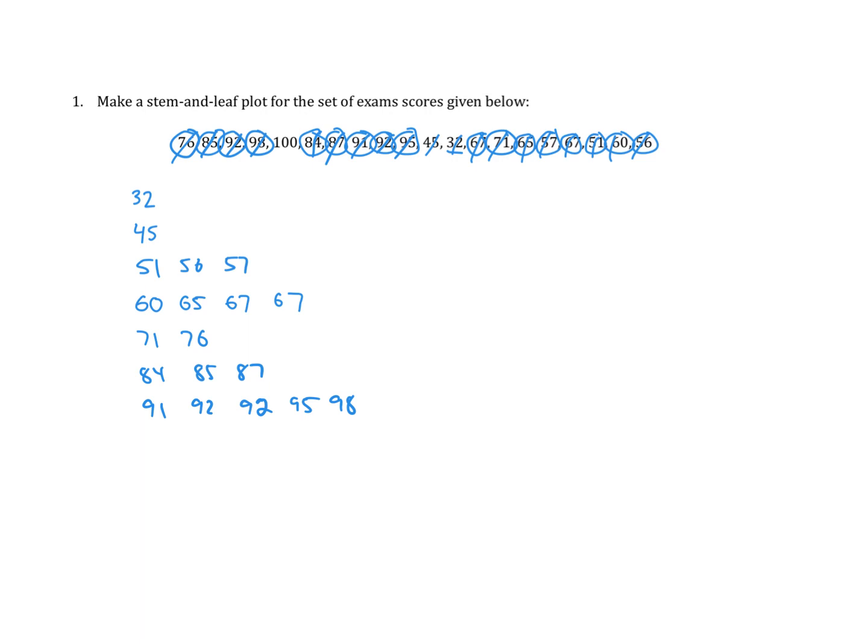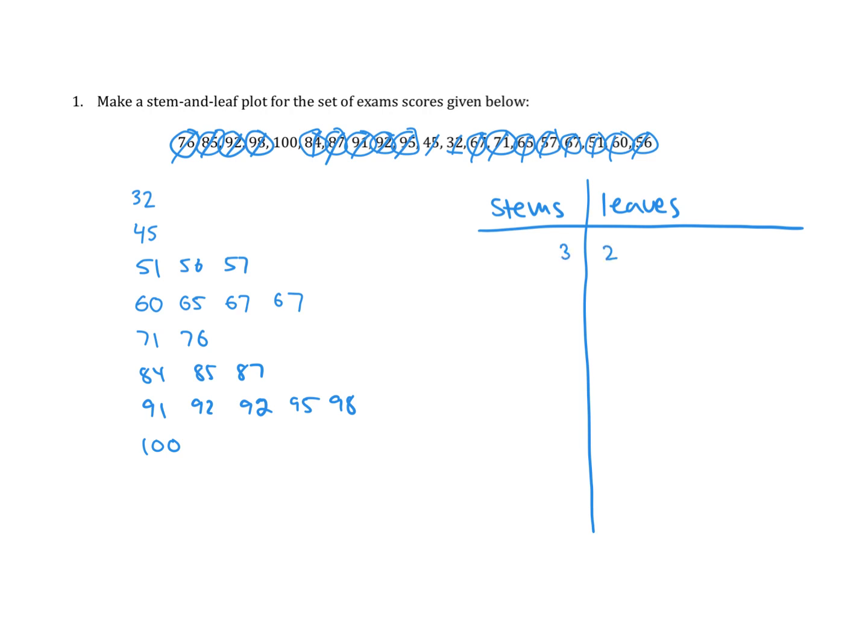And then we have 100. Okay, so I've grouped my data values by their tens digit, and now I'm ready to create my stem and leaf plot. So I put the stems on the left-hand side and the leaves on the right. And so I'm going to start with my smallest stem. 32 is my smallest number, so I put the 3 on the left, the 2 on the right.